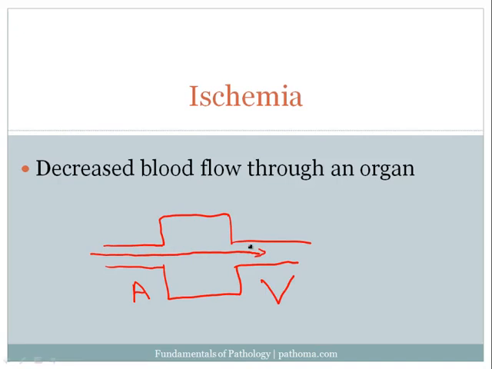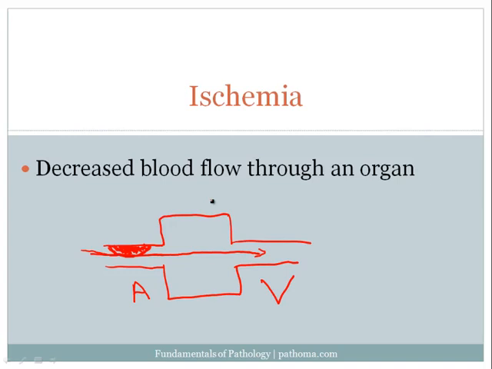And ischemia can occur in two ways. The first way, well, actually there's three ways, but two very common ways. The first way would be for there to be a block in the arterial flow into the organ. So if there's a block in the arterial flow, for example, atherosclerosis, that would decrease the blood flow going through the organ, which would then result in ischemia within this organ. I think we're all very familiar with that.